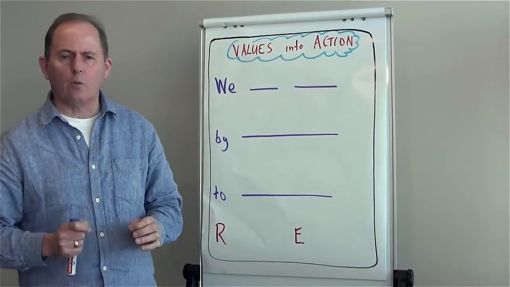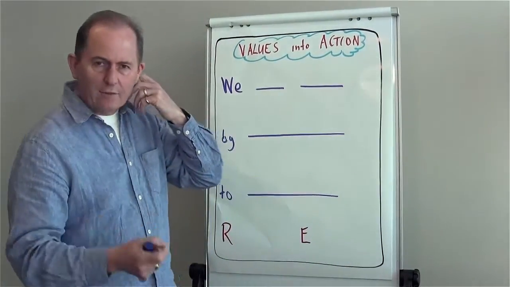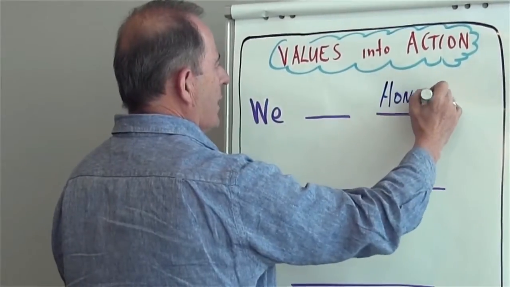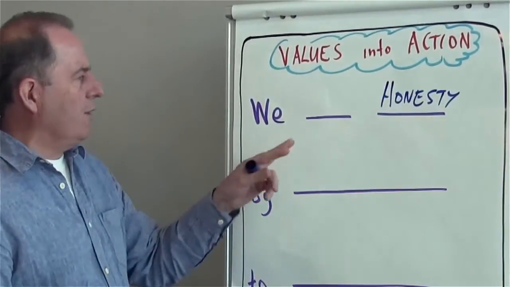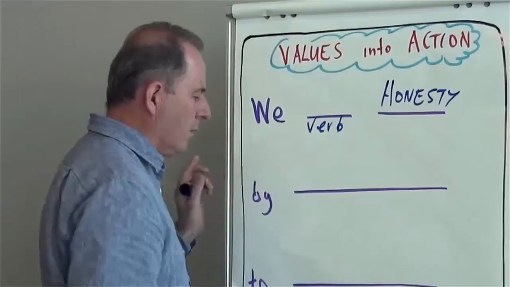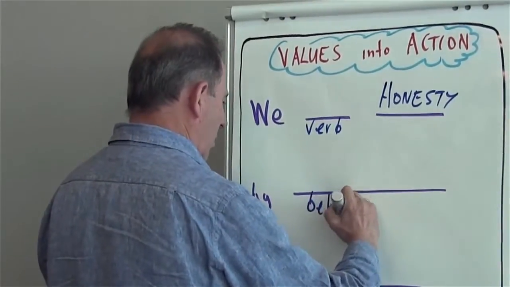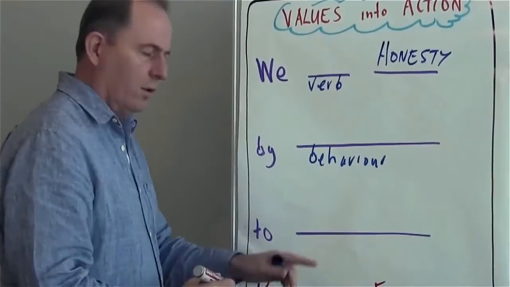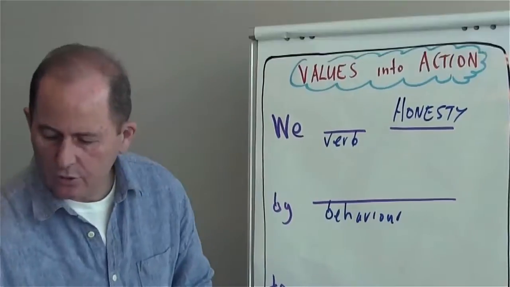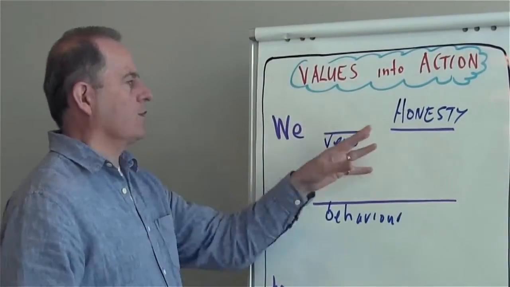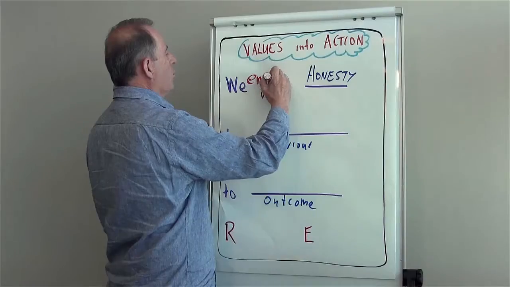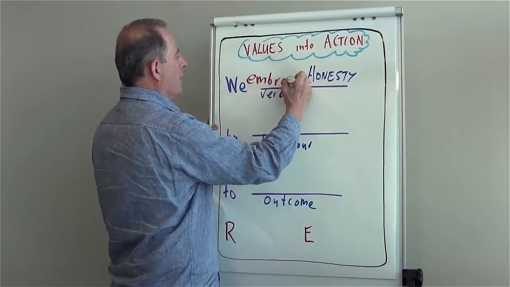It's a very simple model that we do in our team development workshops. So you take a value, and let's just say we're going to have the value of honesty, which often comes up as a value. You then put a verb to the value, by a behaviour, to an outcome. Well, what the hell does that mean? Rather than just have honesty as one of our values, you put a verb. We what honesty? Well, we embrace, we drive, we not just encourage.